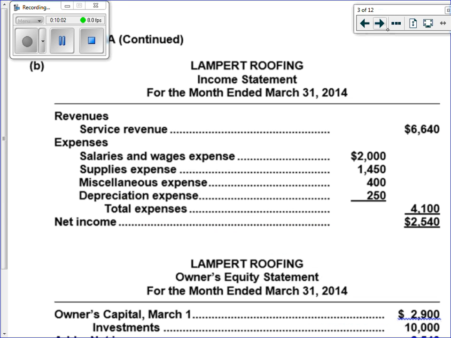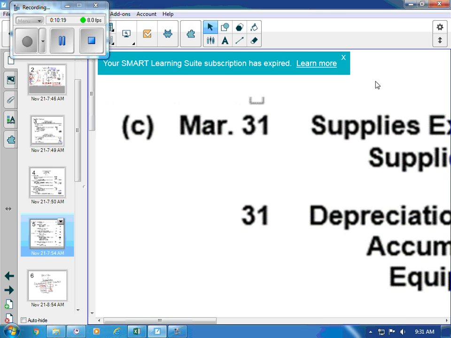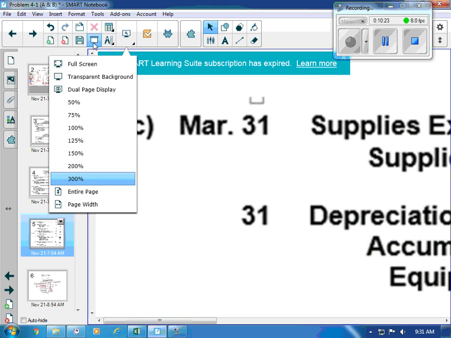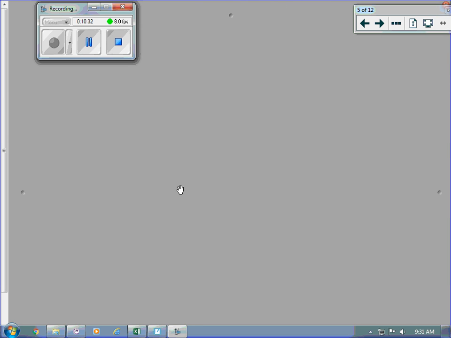The answer key wants us to journalize the adjusting entries. So can you find this page in your workbooks? We're doing problem 4.1a. And so if you find that in your workbook, if you get a page number, let the group know.